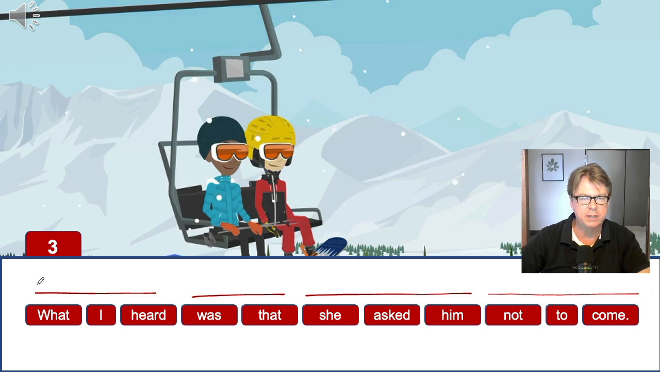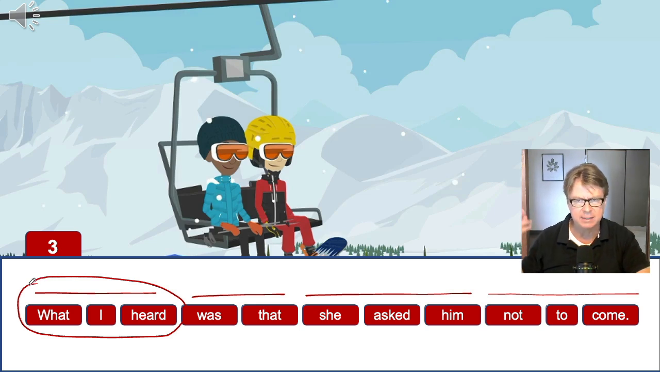And here we have our first noun clause. This is a kind of complex noun clause, what I heard. And this is the rumor that I heard, the information that I heard, right? The story that I heard. So we're changing an adjective clause actually into a noun clause. And we'll explain this when we get to the end.